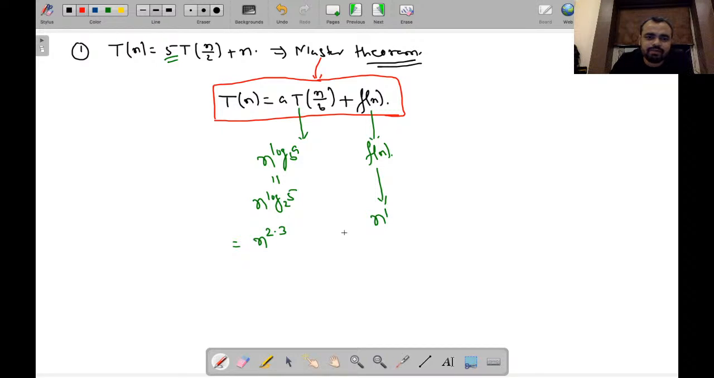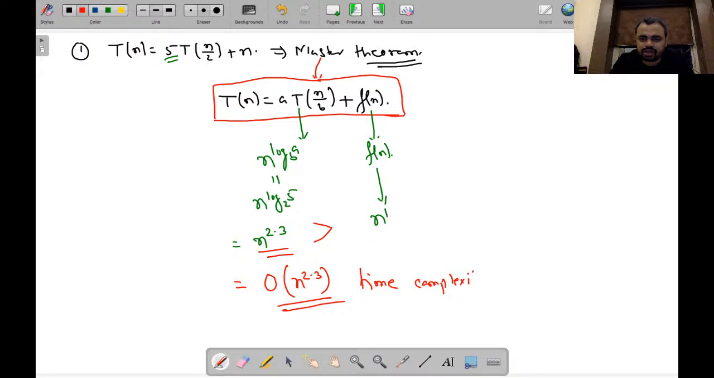My dear friends, just tell me which one is greater amongst them. Ultimately the complexity will be dominated by the greater part. Try to find the value from the left hand side and from the right hand side, the first part and the second part. Since the first part is deriving a greater value than the second part, the time complexity is dominated by that part, and it will become this.